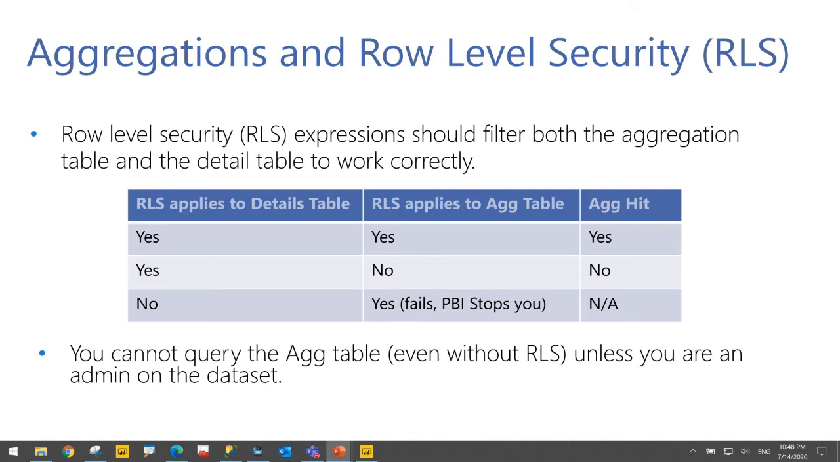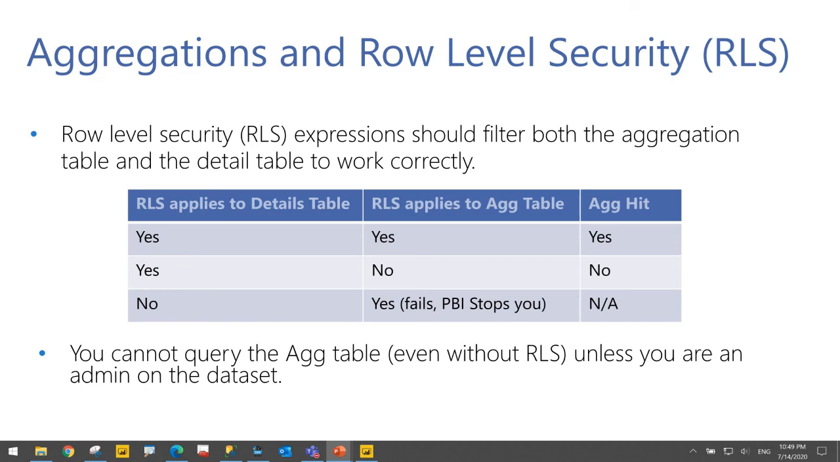Aggregations work with row-level security, but the row-level security must apply both to the detail table and the aggregation table. If it only applies to one but not the other, it's not going to work.